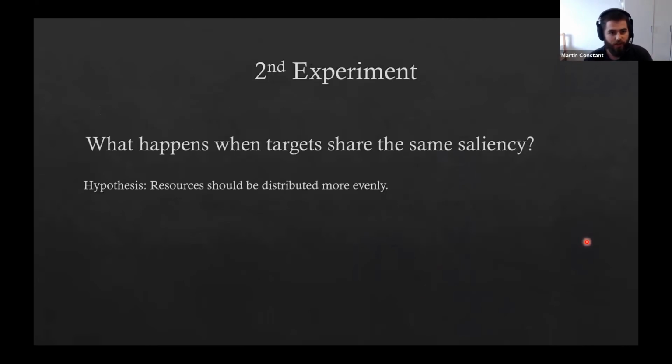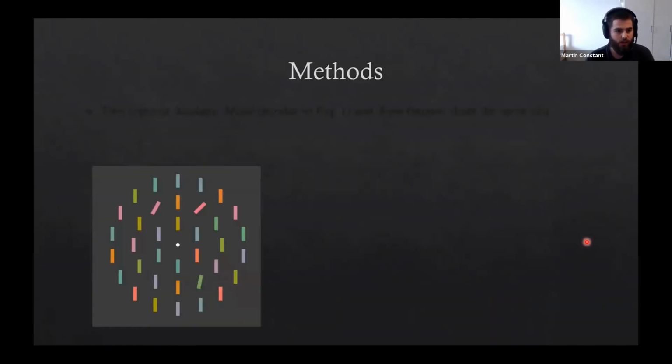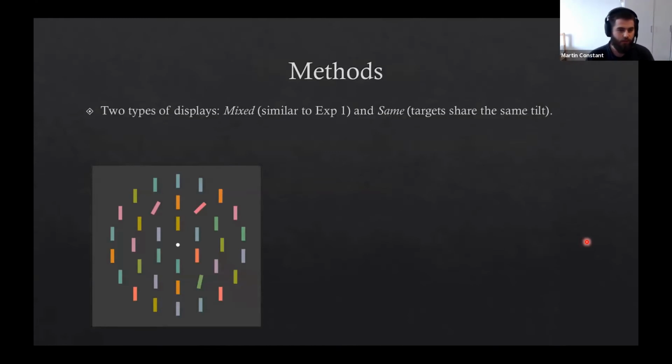But now we have a second question. What happens when there's not one target that is more salient than the others, when they share the same saliency? Well, we assume that resources should be distributed more evenly. And to test this out, we have more or less the same displays as before. And in this second experiment, we have 2 types of display. The mixed displays are the same as in the first experiment.